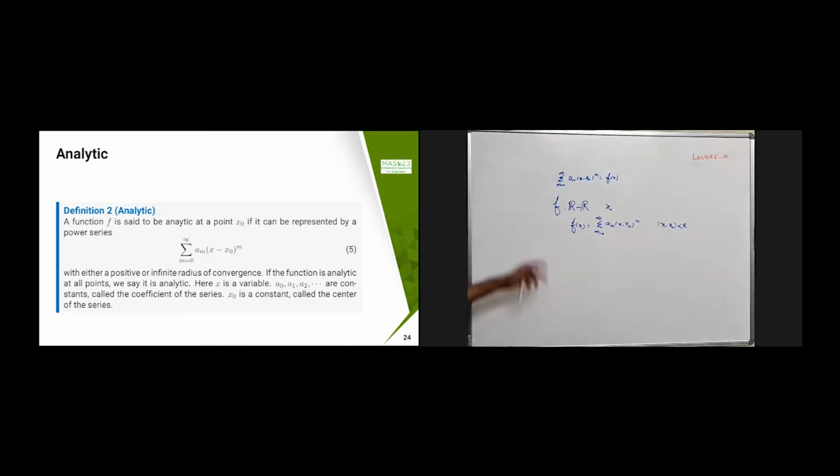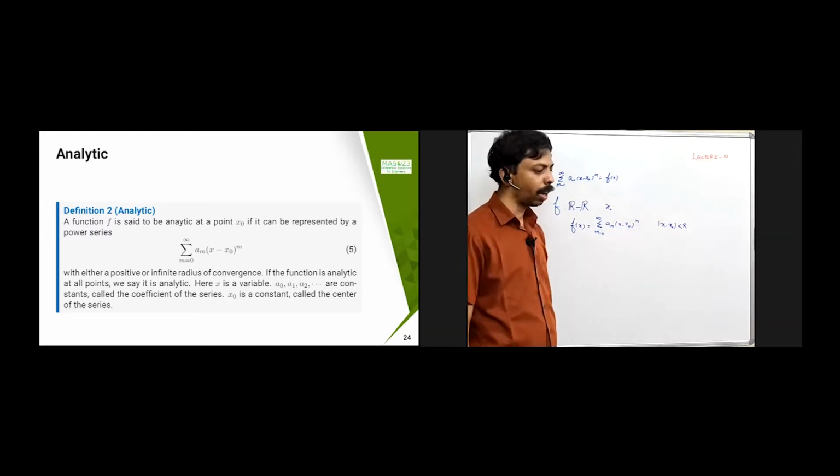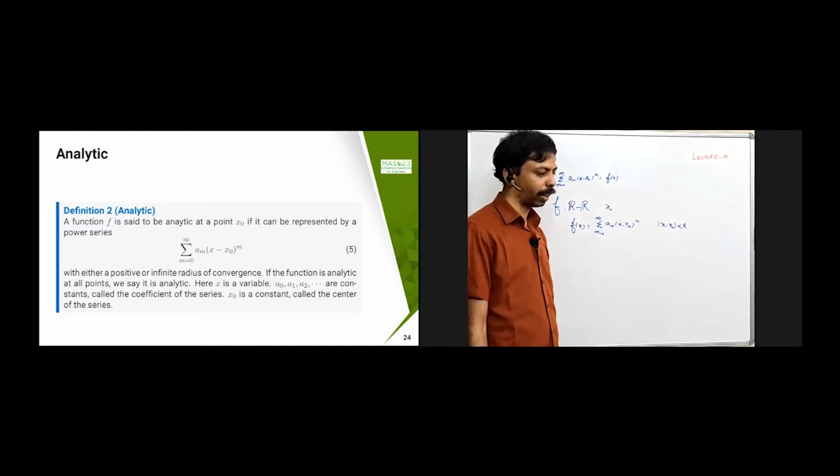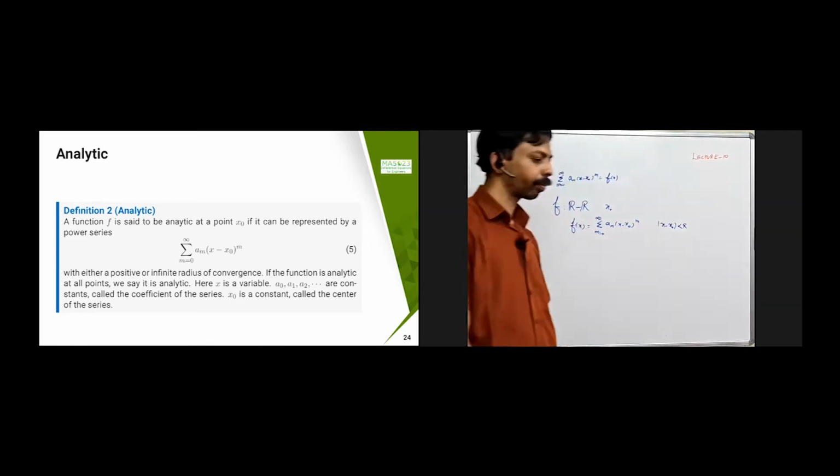Now, if it is analytic at all points in the real line, then we say that the function is analytic. So first I define it as analytic at a point, and then I extend it: if it is analytic at all points, then I say that it is analytic. Here x is a variable, and a0, a1, a2 are constants, as we discussed in the earlier case, and x0 is called the center of the power series.